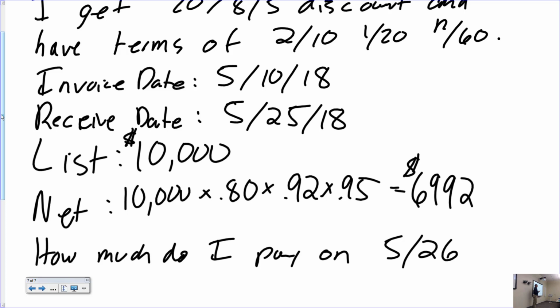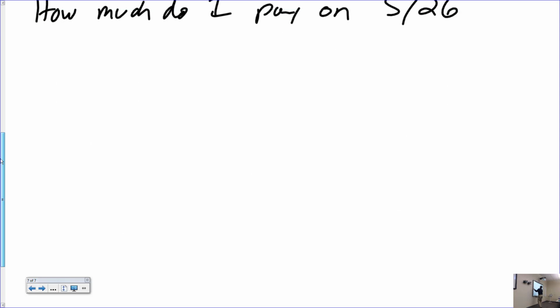What's the important date? Note, the only time you use the receipt of goods date is if you see that little three-letter acronym, ROG, right? If there's no ROG, you don't use the receipt of goods date. So, how many days is it from the 10th to the 26th? 16 days, the 2% window has closed. We are only getting a 1% discount.